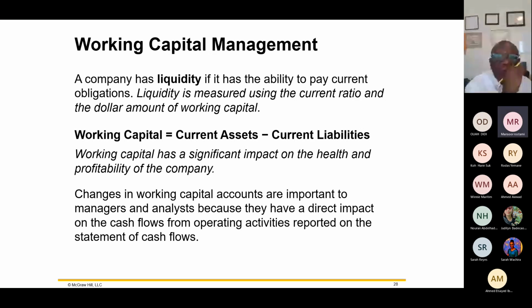For example, you check the company's balance sheet and you realize that the total current asset is 50,000. And then you realize also that the total current liability is 25,000. Then the question is, what is the current ratio of this company?